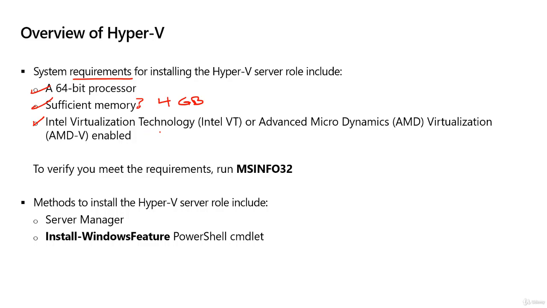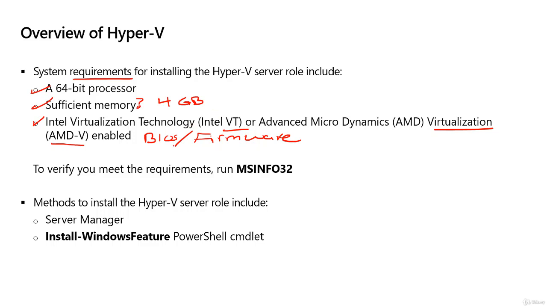Our processor has to support some type of virtualization technology. Intel has their Intel VT, which is just virtualization technology, and AMD has their virtualization, which they call AMD-V. Now, your computer may have these, but it may have to be enabled in the BIOS or the firmware on the computer itself. It's often disabled. Just have to enable it, then you can load Hyper-V.